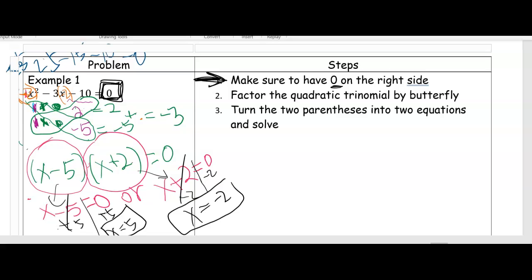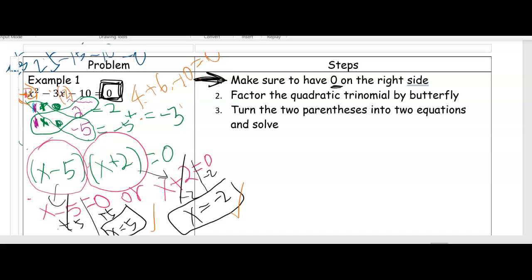And let's check it. (-2) squared gives you +4. -3 times -2 gives you +6. Minus 10, copy it down. Is it equal to 0? 4 plus 6 is 10. 10 minus 10 is 0. It means both of the solutions are real solutions for this original equation.